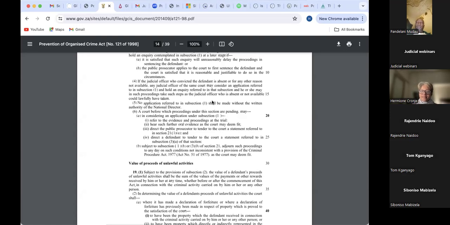A fantastic way perhaps to end off, because I think it imposes a responsibility on everybody, the presiding officer and the prosecution and the defense, to all be thinking about this question of whether the accused did this for some financial benefit or some economic benefit, and did that benefit actually accrue, and how much of it must we claw back?